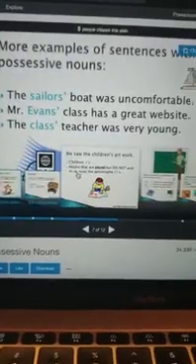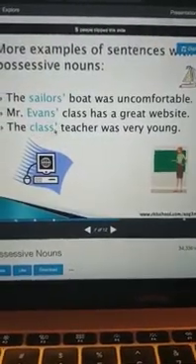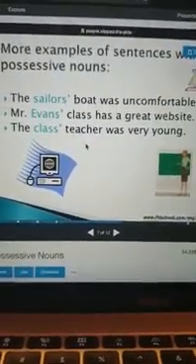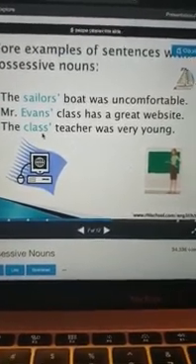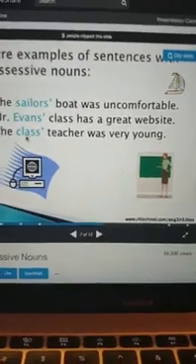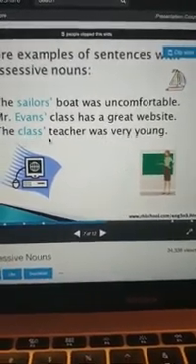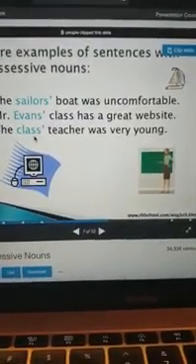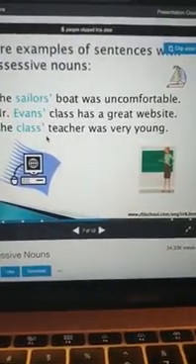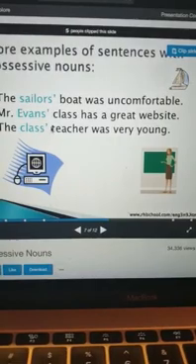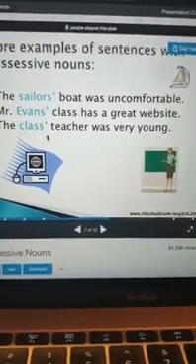Like here, see, the class teacher. See, here it is class. Class is a non-living thing, but of course, students, we can say this can be classroom also. So for non-living things we usually do not use the apostrophe, do not take it as a possessive noun.